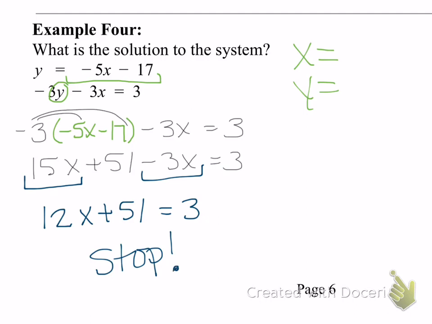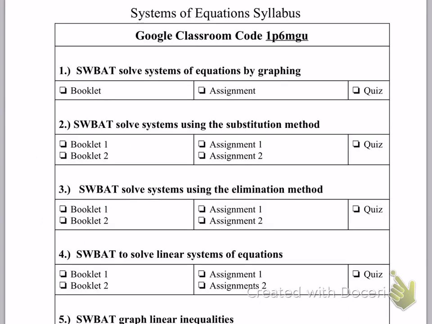So that's what I want you guys to focus on today, is taking your y equals or your x equals and substituting it into the other equation so we can have one variable in that equation. And then tomorrow we're going to put it all together, where we can solve for both variables. But if you guys have any questions, make sure you go ahead and check off your first booklet for the substitution method, and we'll finish all of this tomorrow.